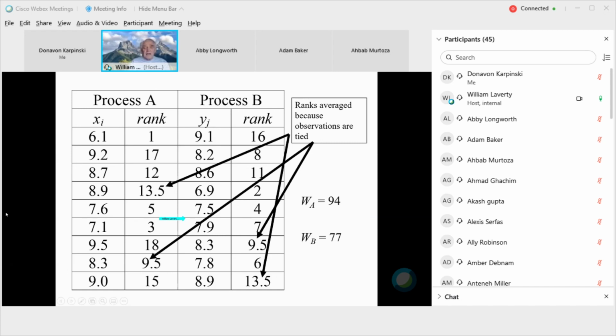The 2 8.9s would have received ranks 13 and 14. You give them both an average of those 2 ranks. The 2 observations, 8.3 and 8.3, are tied, they would have been given ranks 9 and 10. The sum of the ranks for A is 94. The sum of the ranks for B is 77.